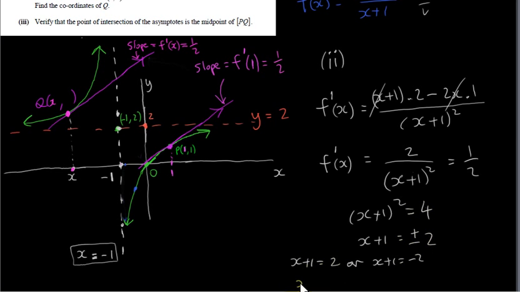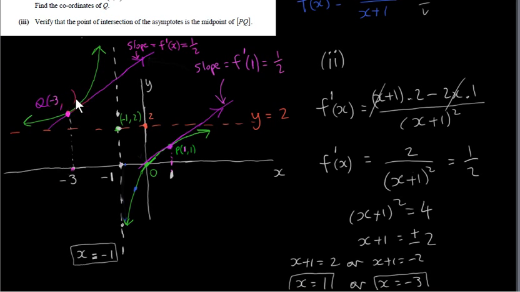If x plus 1 equals plus 2, we get x equals 2 minus 1, which is 1. If x plus 1 equals minus 2, we get x equals minus 3. So here are our two solutions. We already have one of the solutions, x equals 1. We know that f prime at 1 is a half. But we found a new one now, x equals minus 3. So it must be this one here, of course. So the x value of q is minus 3.